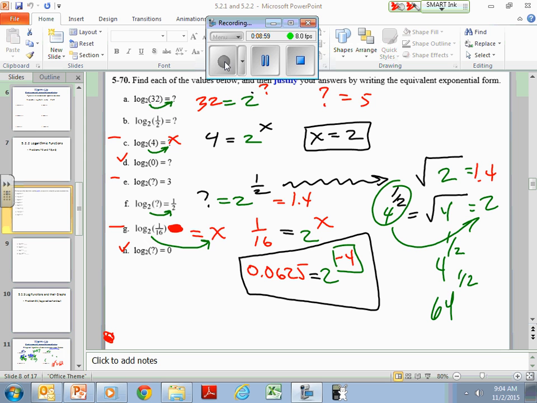Here it goes. So again, 2 raised to the 3rd power equals what? It equals 8. If you need to see it, here it comes.